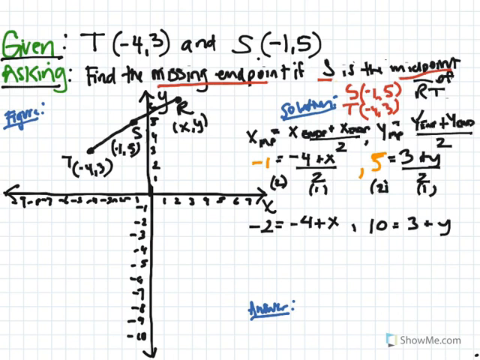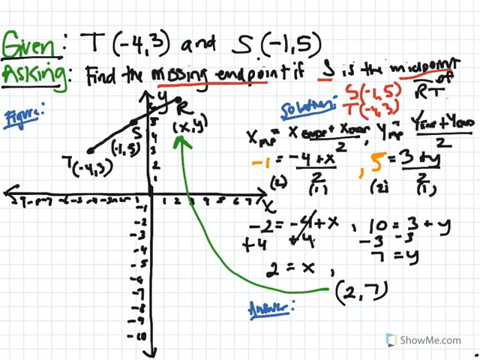So I'm going to solve each side. I have +4 plus 4, 2 equals x. And then I have -3 minus 3, 7 equals y. So when I write that as a coordinate, I'm going to have 2, 7. So what is this point that we just found? This point is the missing R value. So it's the missing endpoint.